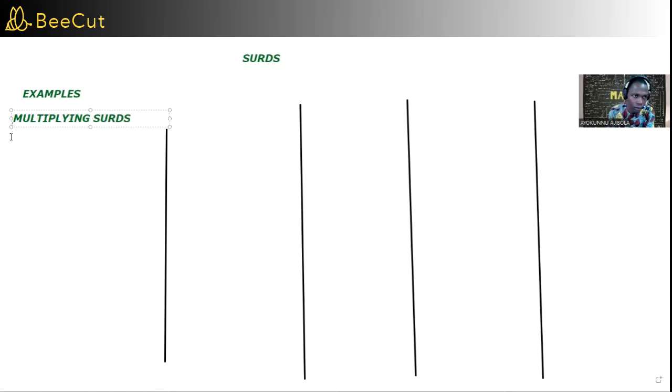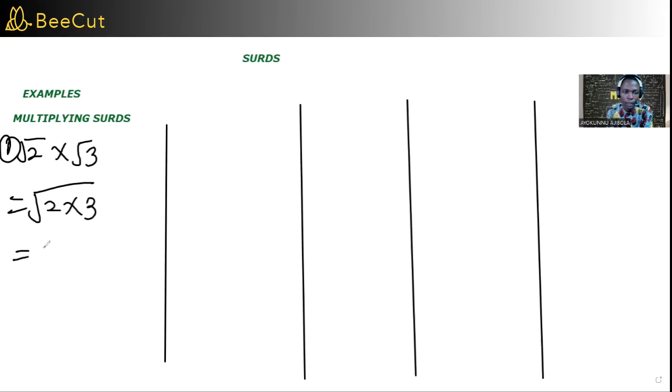So we're going to look at some examples. For one, it says root 2 times root 3. Since we were able to split surds before, this time around we're able to combine surds. This is going to be root 3. This is now root 6. The answer. That's clear, right? Yes, sir.